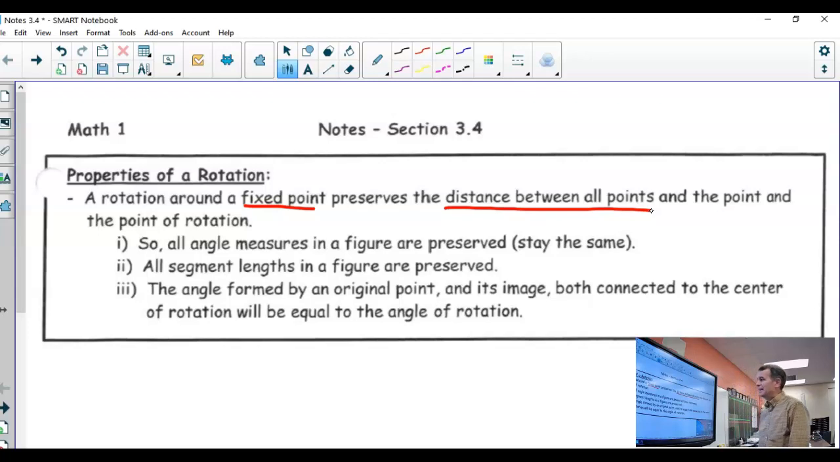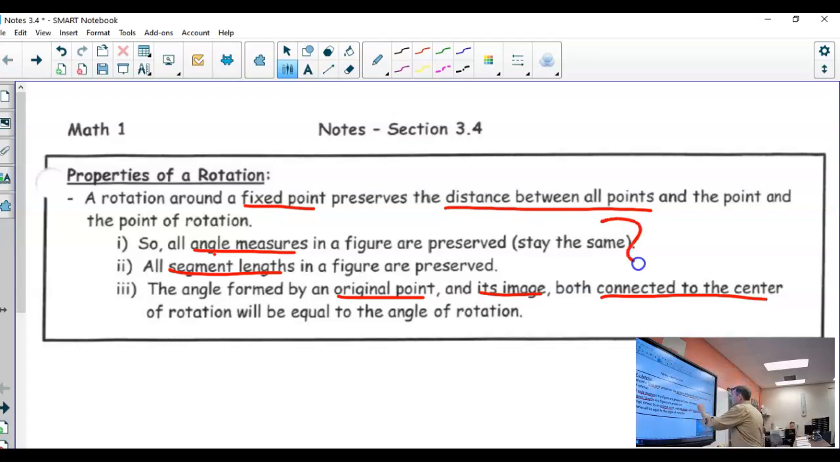So here's what that means. It means all angle measures in a figure are preserved. Preserved is just a fancy word, means they stay the same. All segment lengths are preserved. And the angle formed by an original point and its image, both connected to the center of rotation, will be equal to the angle of rotation. That's a little weird. I will show you what that means.